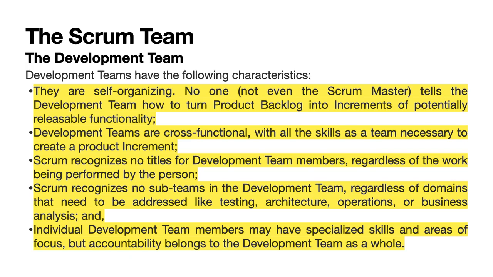Scrum recognizes no sub-teams in the development team, regardless of domains that need to be addressed like testing, architecture, operations, or business analysis, and individual development team members may have specialized skills and areas of focus, but accountability belongs to the development team as a whole.